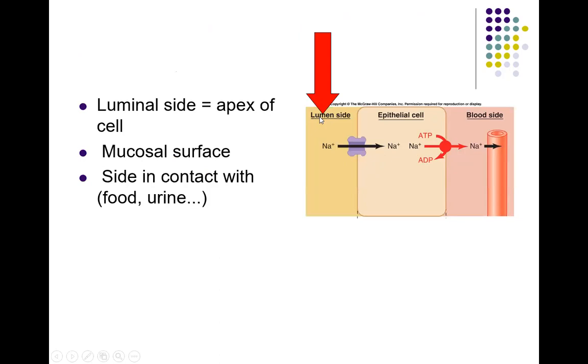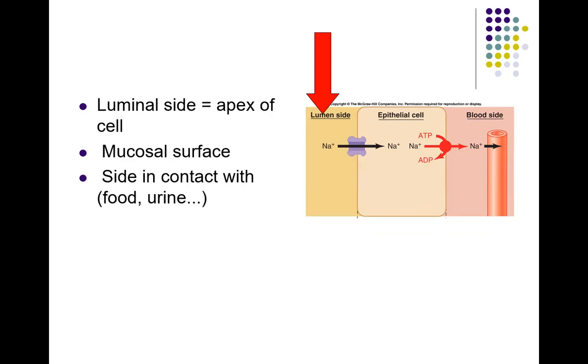So like I said, lumen side is the apex of the cell. So sometimes they use apex instead of lumen. Like I said, when we look at the blood side, that will be the serosal side. So this is the mucosal surface. If you think about the body, you have epithelial tissue, of course, on your skin that you're seeing everywhere.